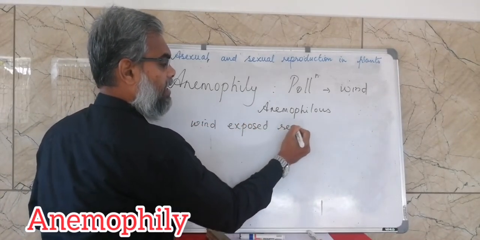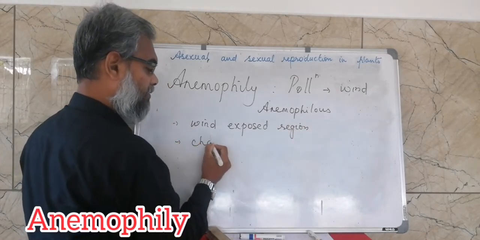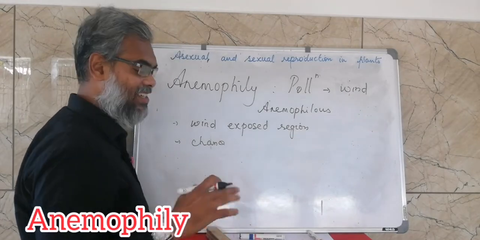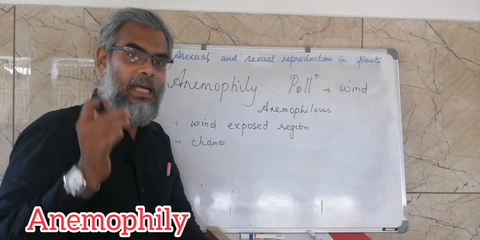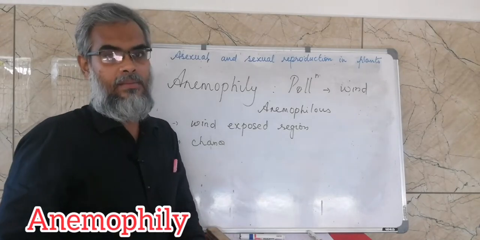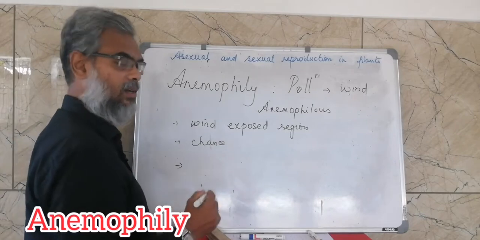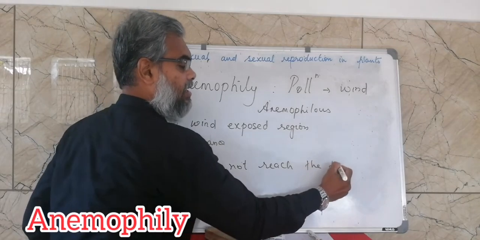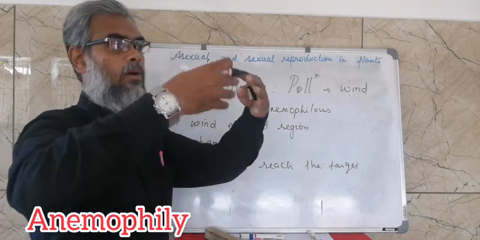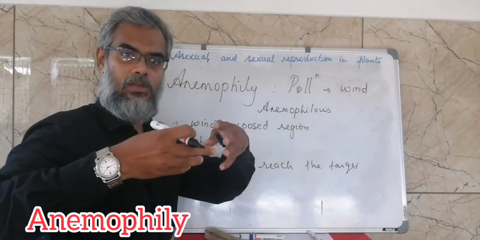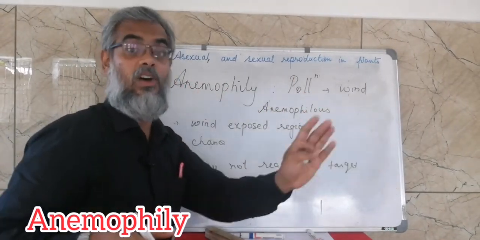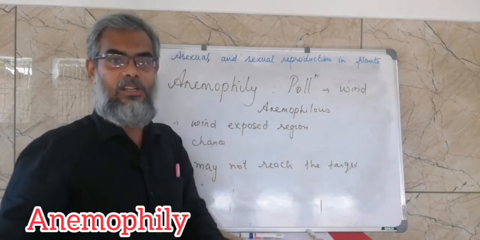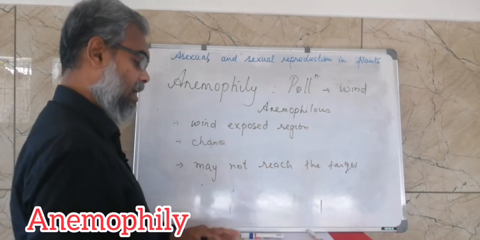Then second one, it is a chance event only. When the wind blows, the pollination occurs. If the wind doesn't blow, no pollination. We cannot predict that this will happen. Then third one, it may not reach the target. Imagine the wind blows the pollen grains from the flower. It may reach the plant or it may not reach the plant, isn't it? So it is not a target oriented pollination. It may not reach the target flower also.